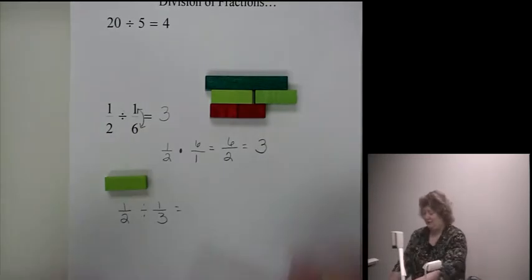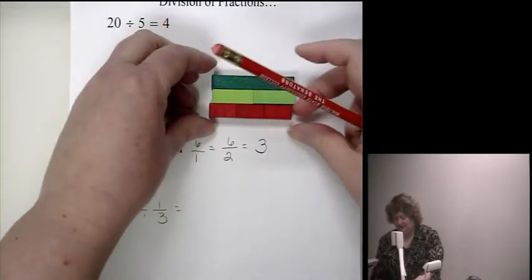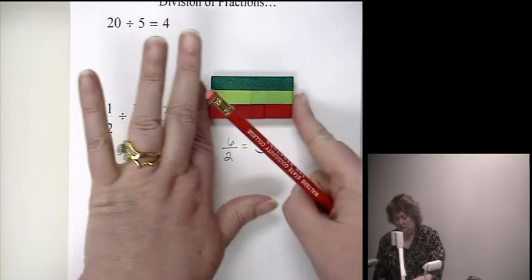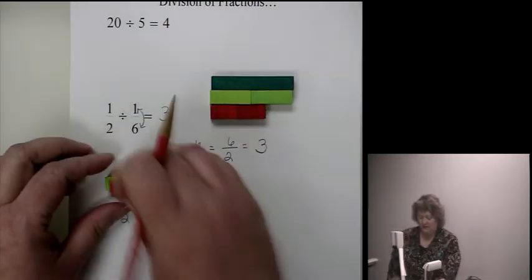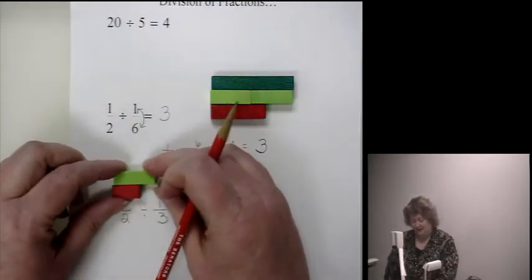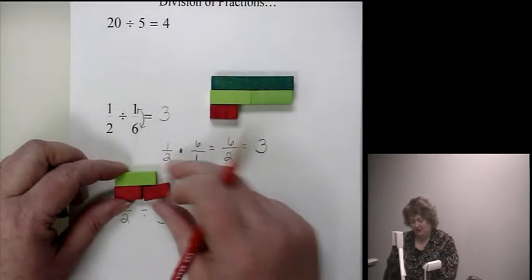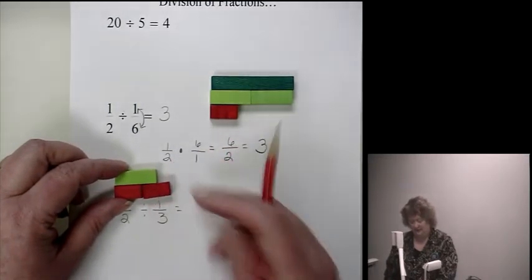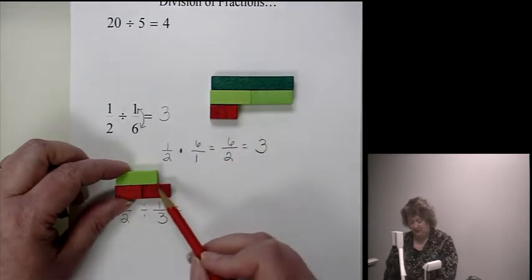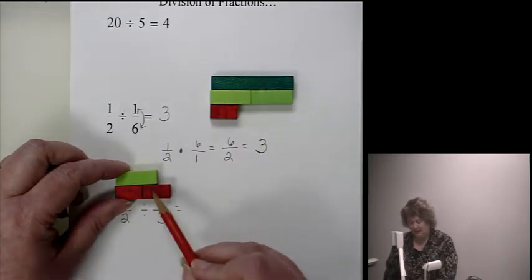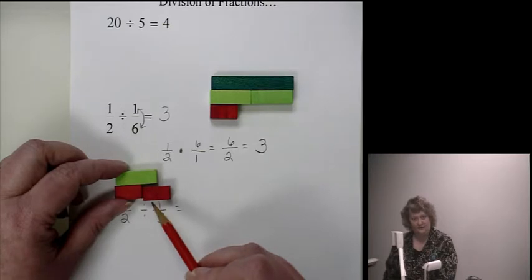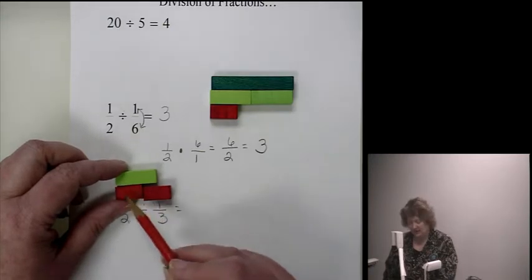Prove it's a third. I need 3 of these. So that's 3 to make up that whole. So I want to know how many 1/3s it takes in this. Well, it takes 1, but 2's too many. See that? Well, it looks like it takes 1 and then half of another. Do you see that? It looks like it takes 1 1/2.